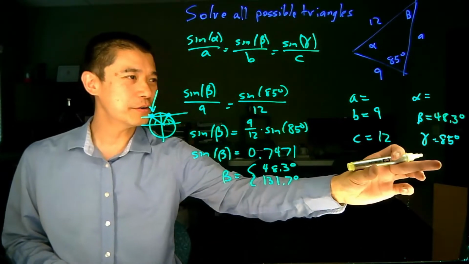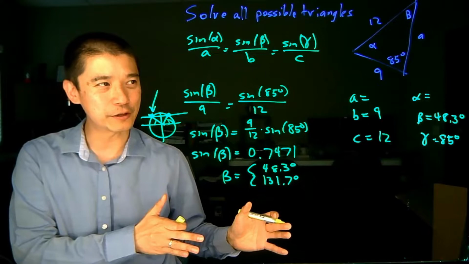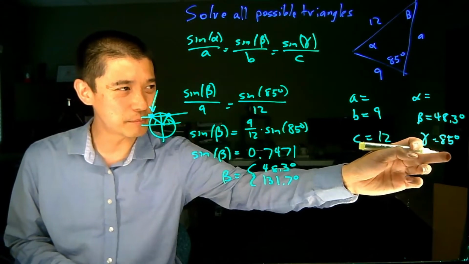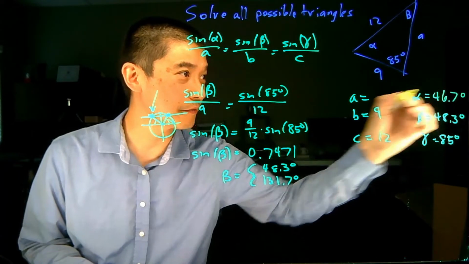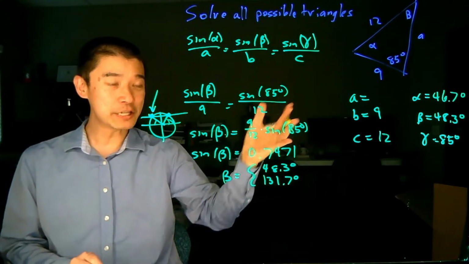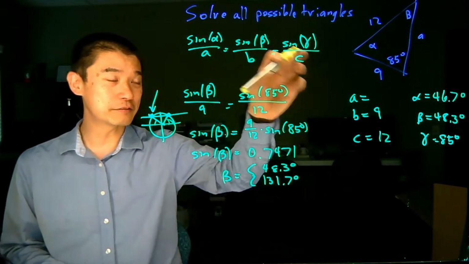Let's put it into the chart here. Okay, so now we know two of the three angles, so we can get the third angle because the sum of the angles equals 180 degrees. So we do 180 minus 85 minus 48.3, you get 46.7 degrees. And now we need to solve for A, and so what we can do is we can set this up using our law of sines again.